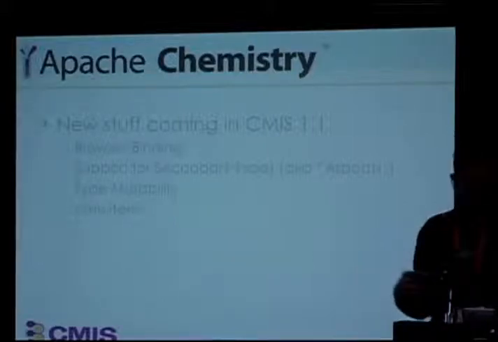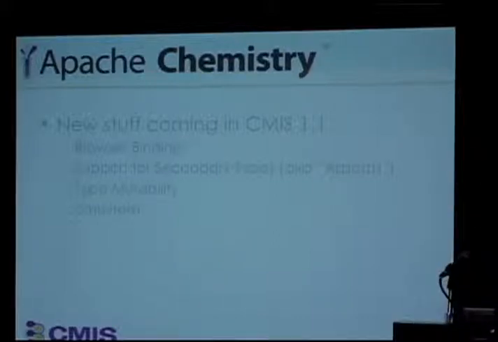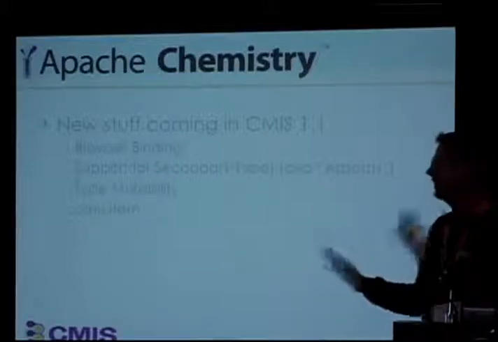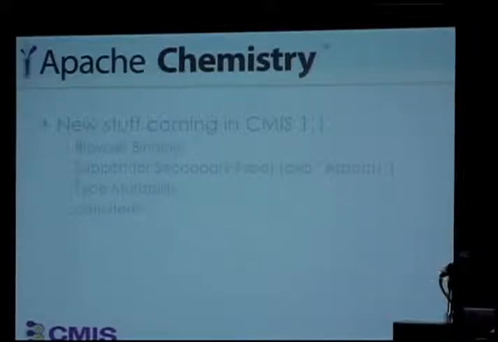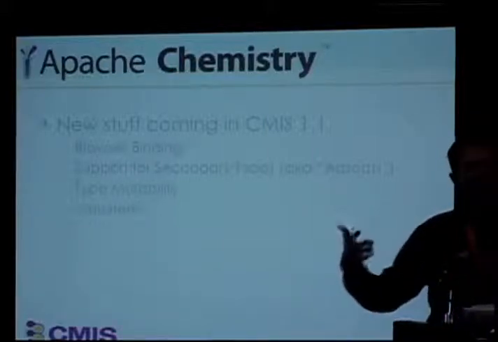The next one that is really cool is type mutability. So today in CMIS 1.0, every type definition that's in the repository has to be known by the repository beforehand. So CMIS 1.0 has no way of knowing how to create new types in the repository, new type definitions. So now with 1.1, as a developer, you could actually, through the API, create brand new types.